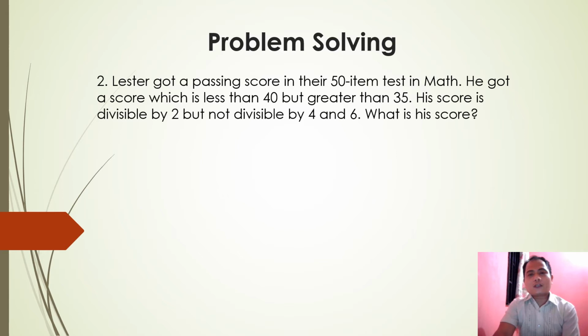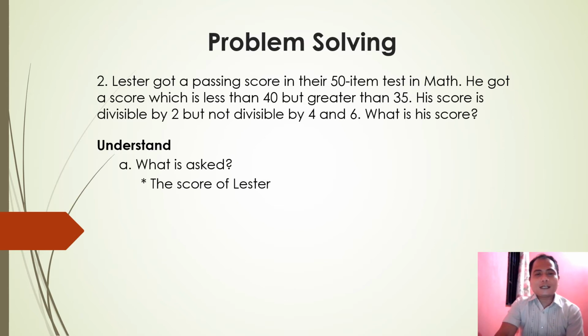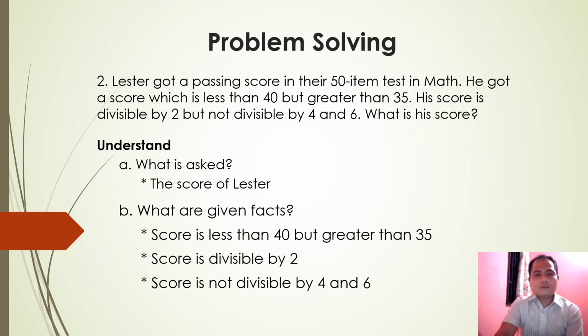Lester got a passing score in the 50-item test in math. He got a score which is less than 40 but greater than 35. His score is divisible by 2 but not divisible by 4 and 6. What is his score? Okay, so let's apply again what is asked. So we are looking for the score of Lester. What are the given facts? The score is less than 40 but greater than 35. So, nandoon sa pagitan ng 40 and 35. Score is divisible by 2. The score is not divisible by 4 and 6.